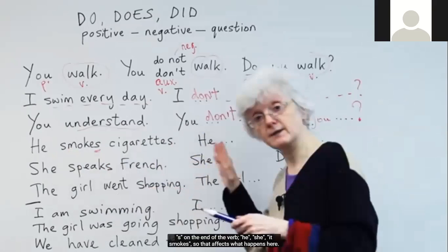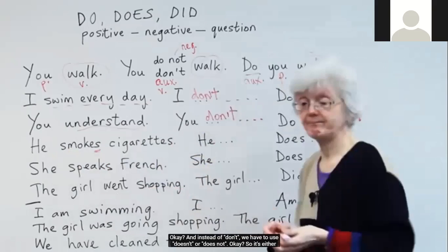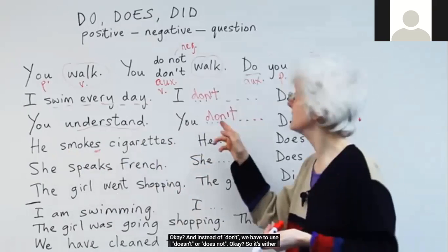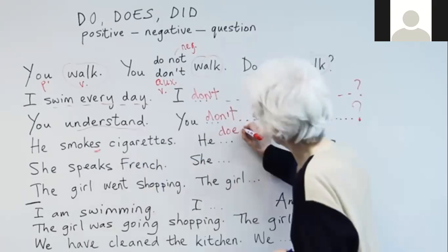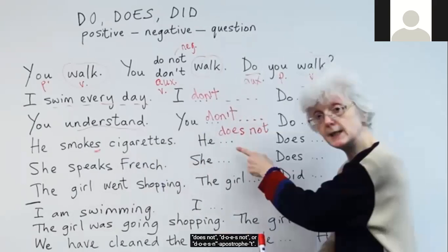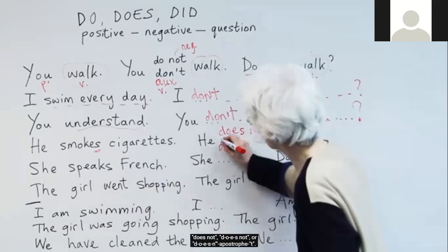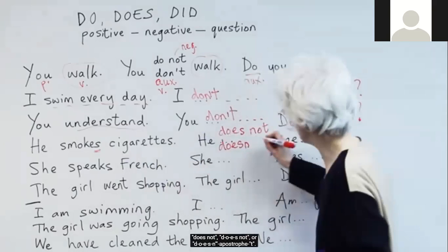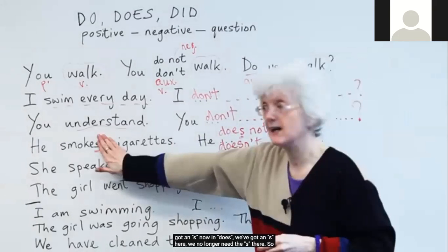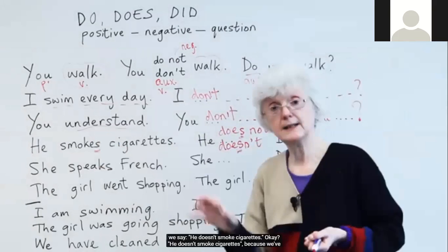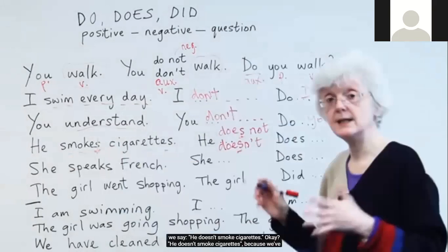So that's what happens here, okay? And instead of don't, we have to use doesn't or does not, okay? So it's either does not, or doesn't. He doesn't, and that's because we've got the S now in does. Nobody's there, but we say he doesn't smoke cigarettes. Okay, he doesn't smoke cigarettes.